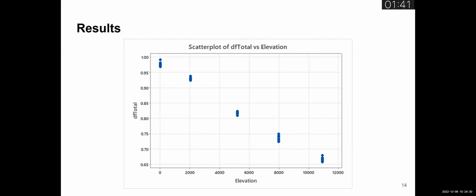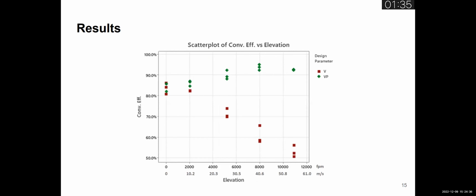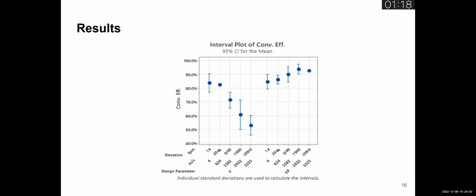So, as you can see in the scatter plot, as the elevation increased, our total density factor decreased. The red dots are constant velocity. As you can see, the conveying efficiency decreased significantly with density, which correlates with elevation. Velocity pressure remains almost constant for the entire density spectrum.